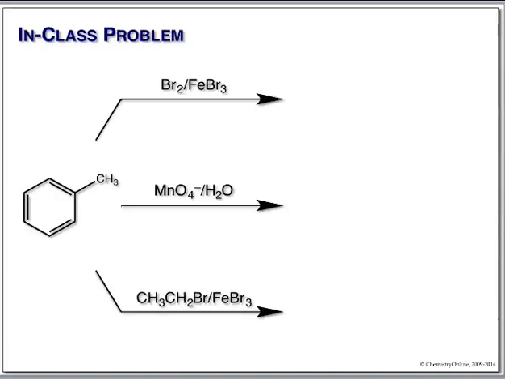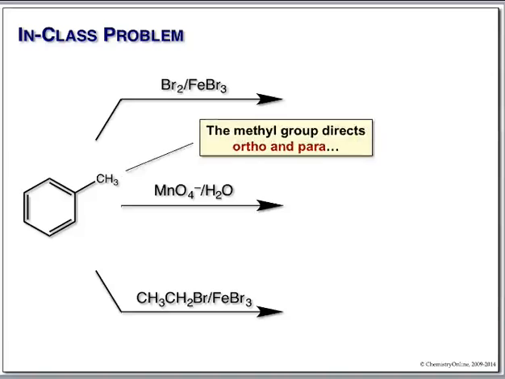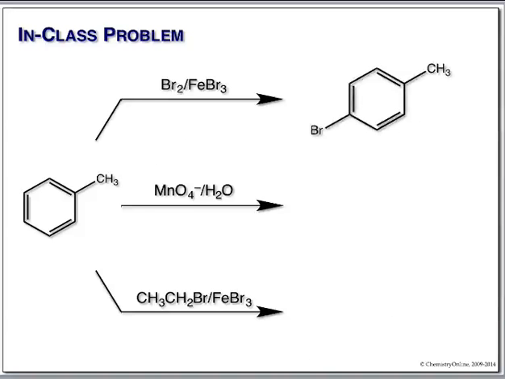All right. Our first reaction here, we're doing electrophilic aromatic substitution. We have bromine, iron 3 bromide. Our electrophile is going to be Br+. This is toluene. So our ring is activated, and the methyl group, we recall, will direct ortho and para to itself. All you have to do is draw one of the isomers, just for simplicity. I typically will draw the para isomer.